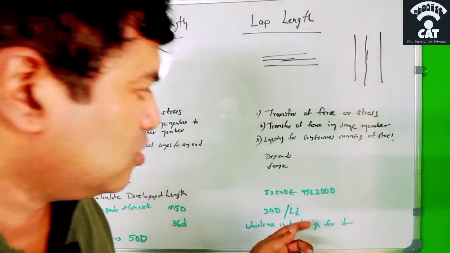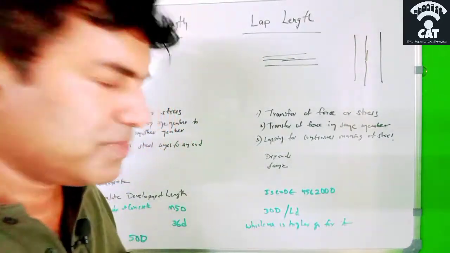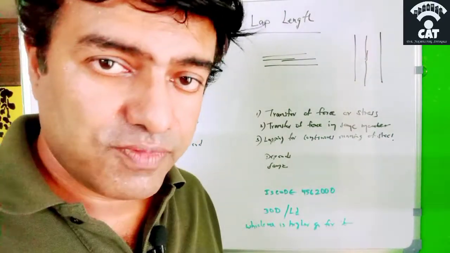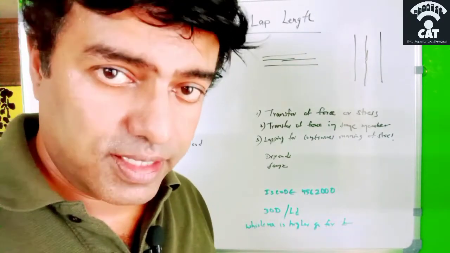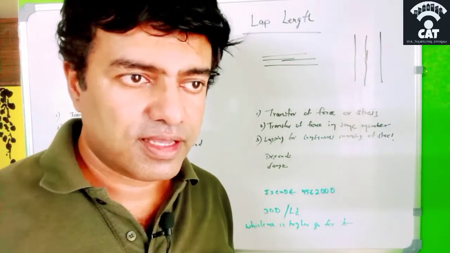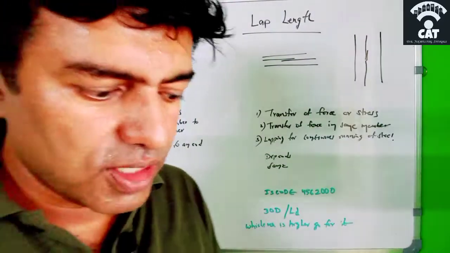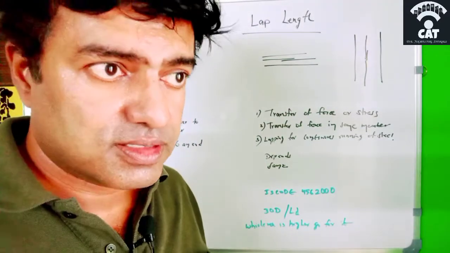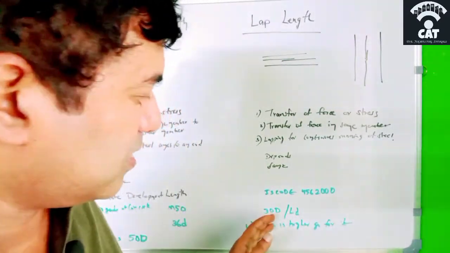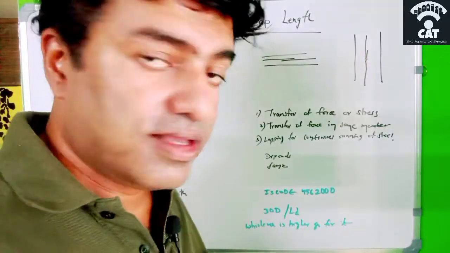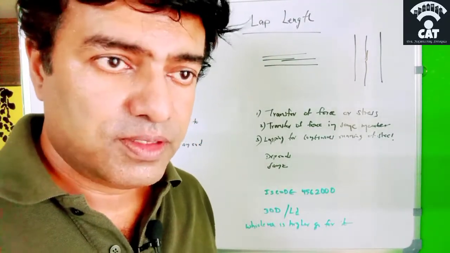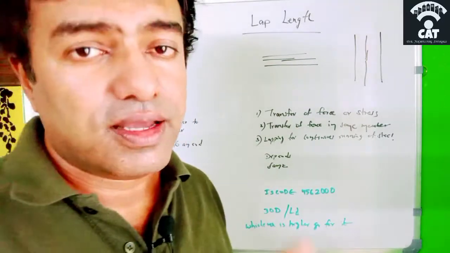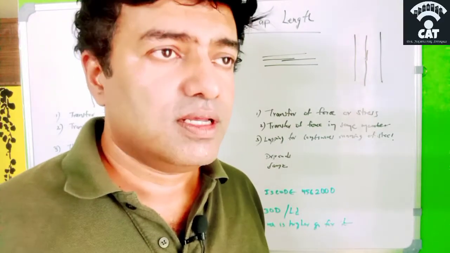Same case, what will be the lapping length? According to IS code 456:2000, for the lapping length we can go for either the development length or 30D, whichever is higher. So if the dia is 8, 30 into 8 gives you something, and if the LD is maybe 900: if 30D is 800 mm and LD is 900 mm, then go for the higher one. That means we will go for the LD. Whichever is higher, we have to go for the higher lap length.